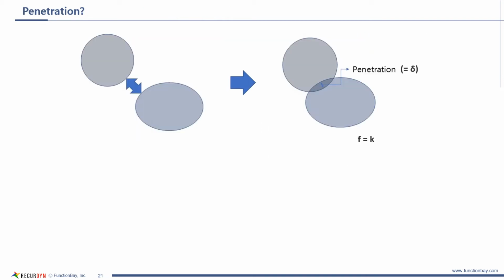In this page, I'd like to explain what penetration is. Penetration is very important in contact calculation. Please see these bodies. In reality, the bodies are not overlapped, but contact algorithm assumes that they can be overlapped like this. Here, the amount of the overlap is called penetration or penetration depth.